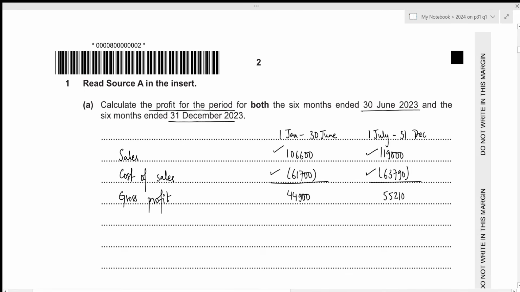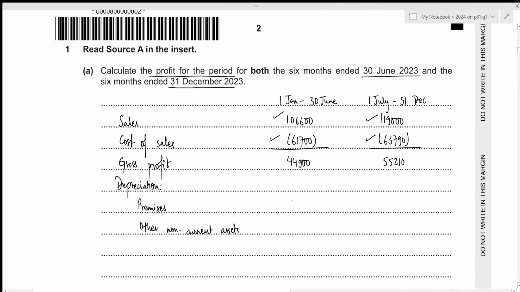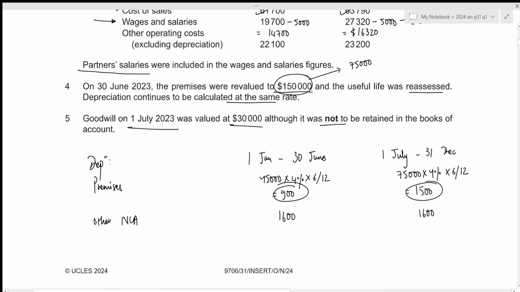Now, after gross profit, we just need to subtract all of our overheads. So the very first overhead is depreciation, which we calculated previously. We calculated it for premises and other non-current assets. So for the first half of the year, the depreciation on premises was 900, and for the second half, it was 1,500. Let's write it down. 900 and 1,500. Then for other non-current assets, the depreciation was equal for both halves. It was 1,600.